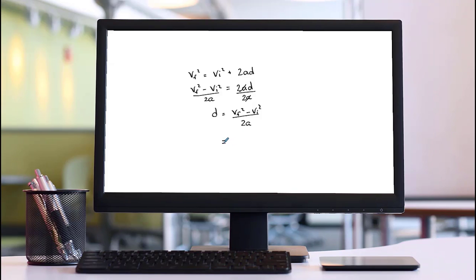So solving for D, filling in everything we know, VF squared is 0, VI squared is 4 times 10 to the 6 meters per second, and we're going to divide by 2 times the acceleration that we calculated from the previous step. Remember to carry more than a couple decimal places. We don't want rounding errors. And putting all that into the calculator, we get that the distance is 0.260 meters, or in centimeters we get 26 centimeters.